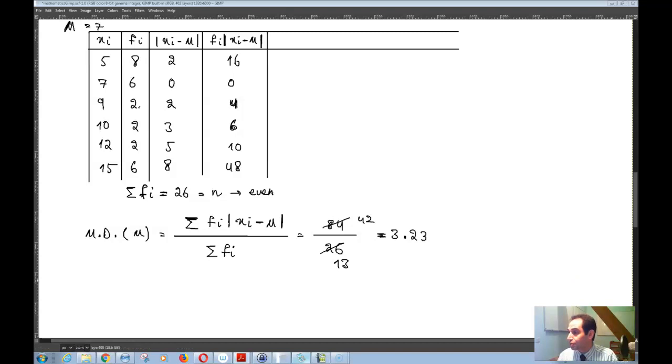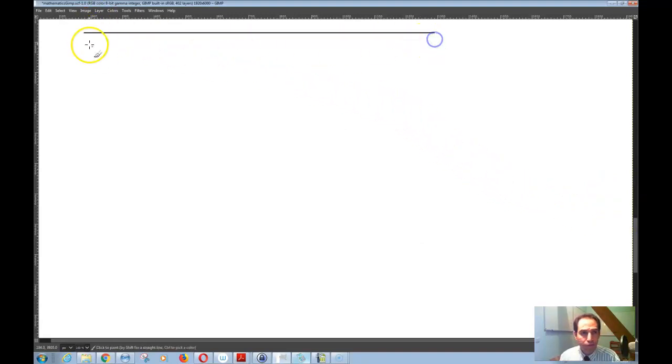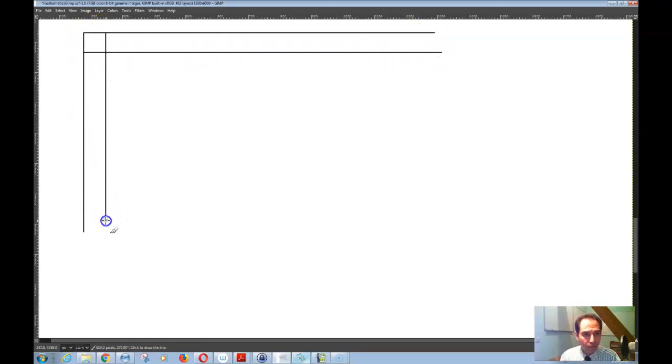So this was question number 7. Now number 8. Number 8, we have again the same situation, some data over here, and you have your x of i's over here and your f of i's over here. The x of i's are 15, 21, 27, 30 and 35, and then you have 3, 5, 6, 7 and 8.